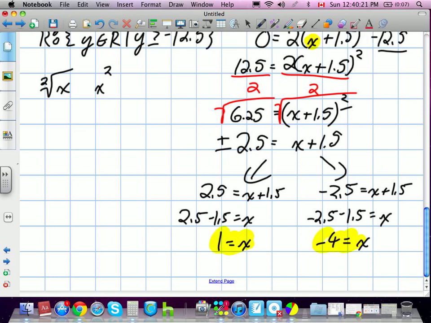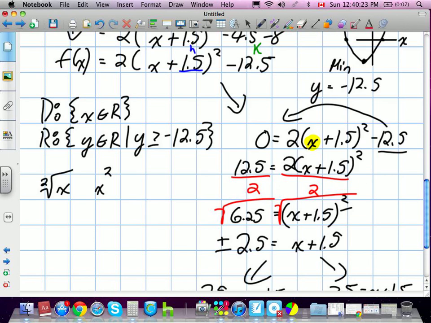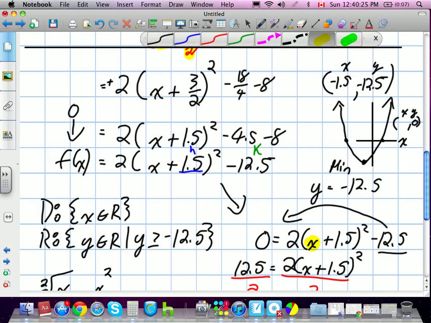Or in other words, those are our zeros. Our x-intercepts are 1 and negative 4. So we jump back up here. Here's 1 and 0 and negative 4 and 0. Now you're right, we can add them in. But we don't need to because we already have it.